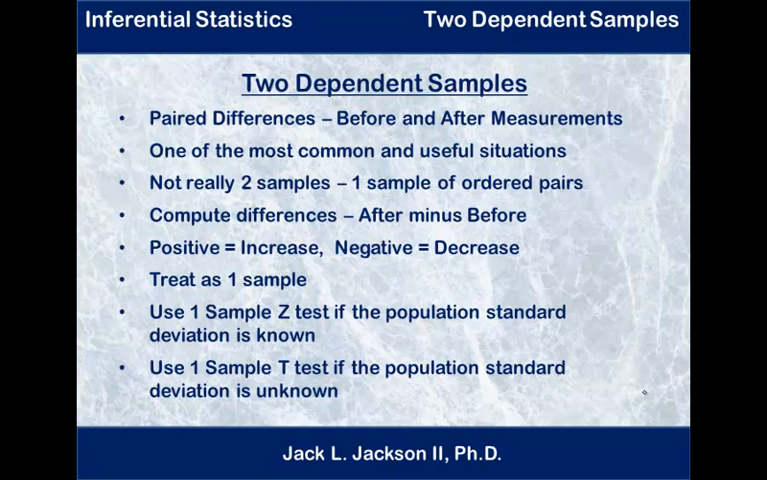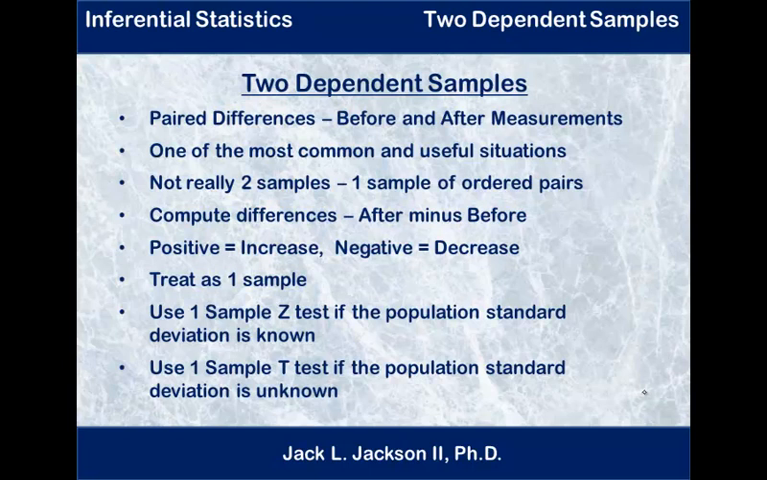This can be used in many fields. And if you can control for the other variables, this will give you very strong evidence that what you're doing is making some difference, if in fact it is. But this really is not a two-sample situation. What it is, it's one sample of ordered pairs. And so what we end up doing is we take our set of ordered pairs and we subtract the coordinates so that we get basically after minus before and compute those differences.